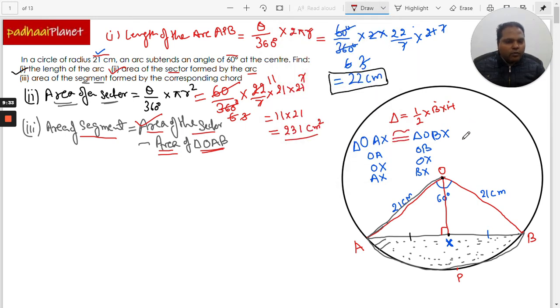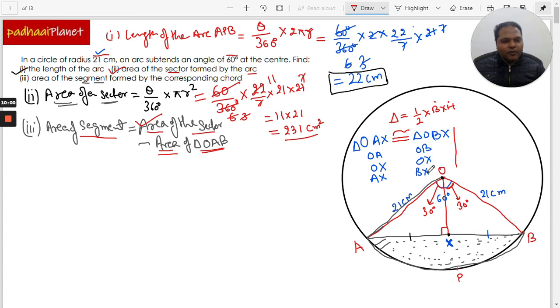And if they are congruent, then we can say that these two angles are also equal to each other. So each one of them is going to be 30 degrees. This is going to be 30 degrees, this is going to be 30 degrees. Now, after doing the circle theorems, we will be using trigonometry in this.